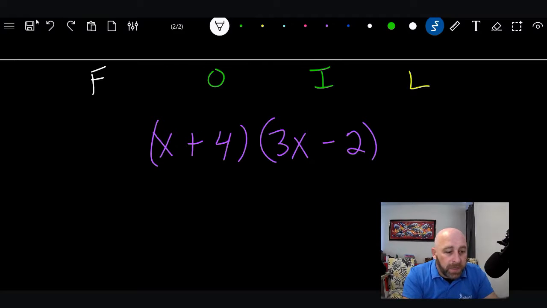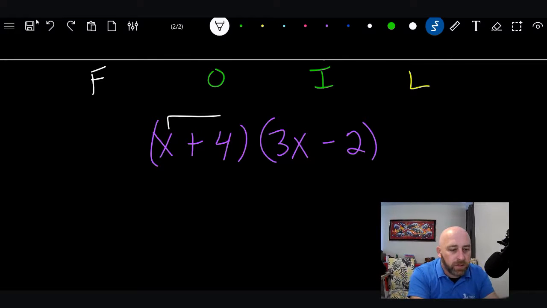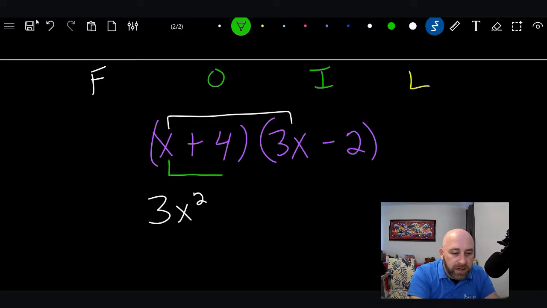So let's do the first. What does that mean? Well, the first one here and the first one here. So we're going to multiply the first. 1 times 3 is 3. x times x is x squared. The O, outers. So here's the outside one, and here's the outside one. So negative 2 times x is going to just give us negative 2x.